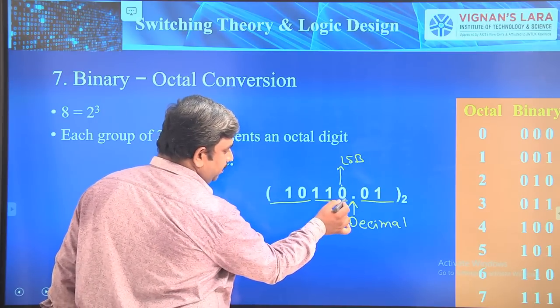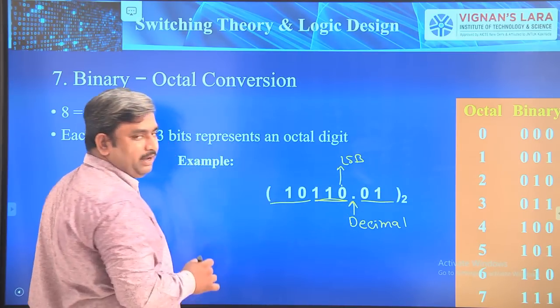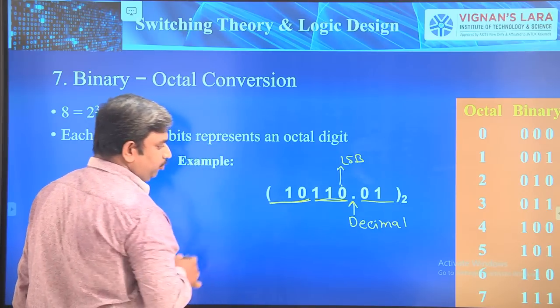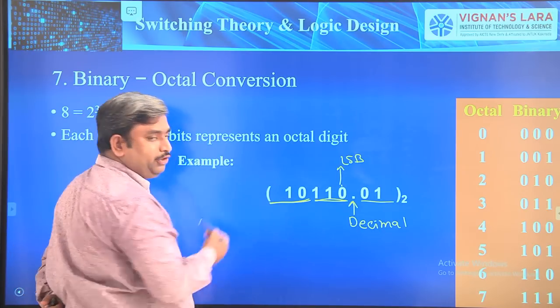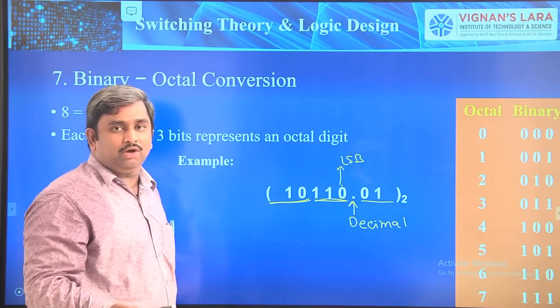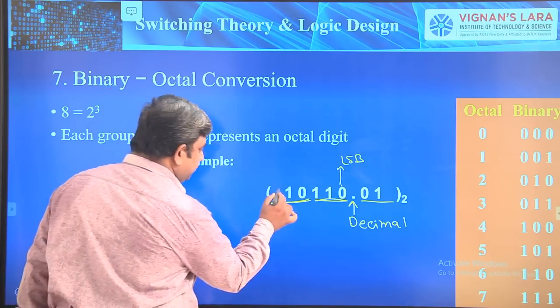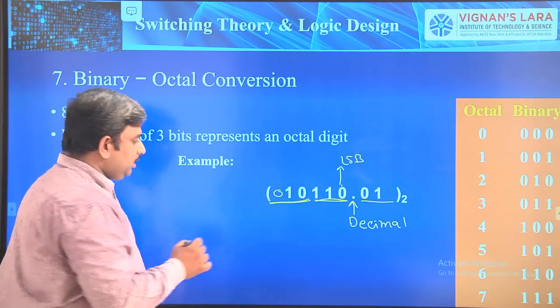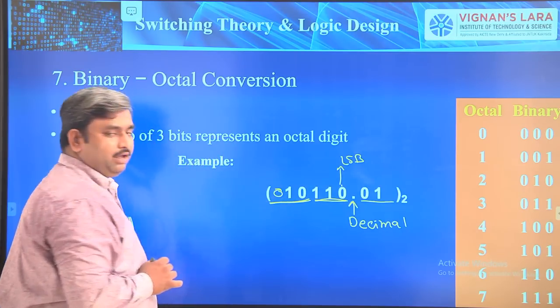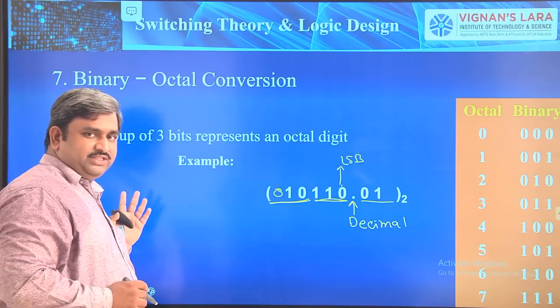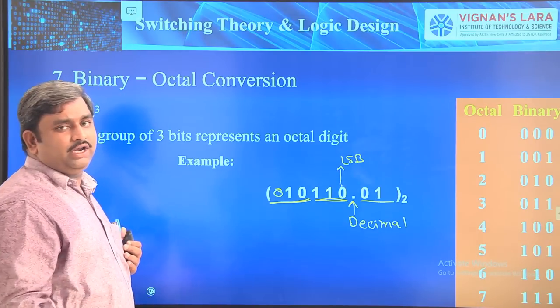From this LSB bit, for 3 bits you have to make a group, and the next 3 bits you have to make a group. Sir, here I have only 2 bits. I don't have 3 bits. What do I have to do? This is your question. Simply put a 0 here. Why? Because if you add a 0 on the left side of the integer part, it's not a big problem.